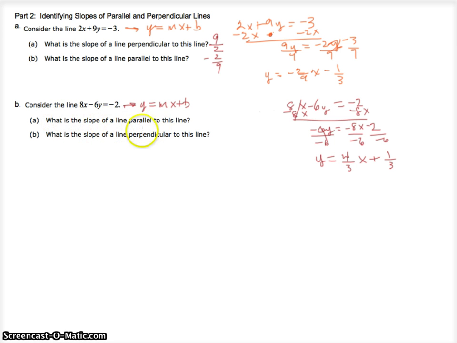What is the slope of a parallel line to this line? Well, parallel means the same, so I have 4/3. Any line with 4/3 as the slope and a different intercept is parallel. And perpendicular is the opposite inverse, so the opposite is going to be negative, and the inverse is going to be 3/4. And that's for perpendicular. So find your slope-intercept form and just identify the same and opposite inverse. Good luck.